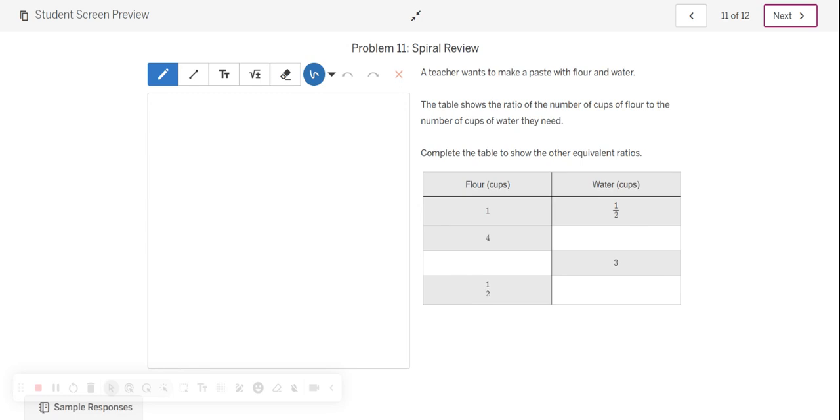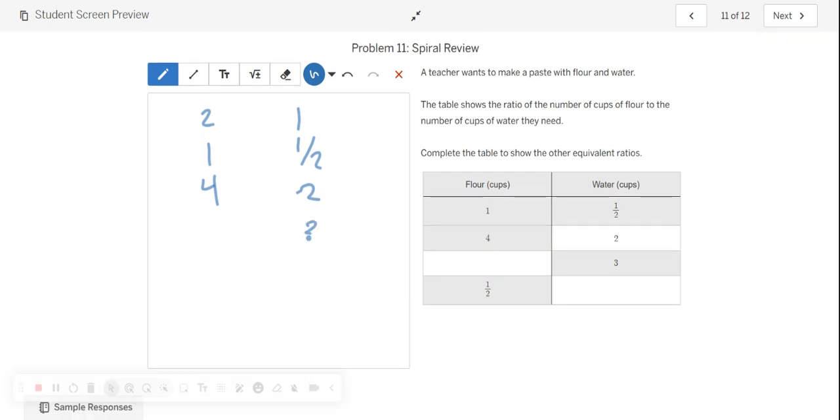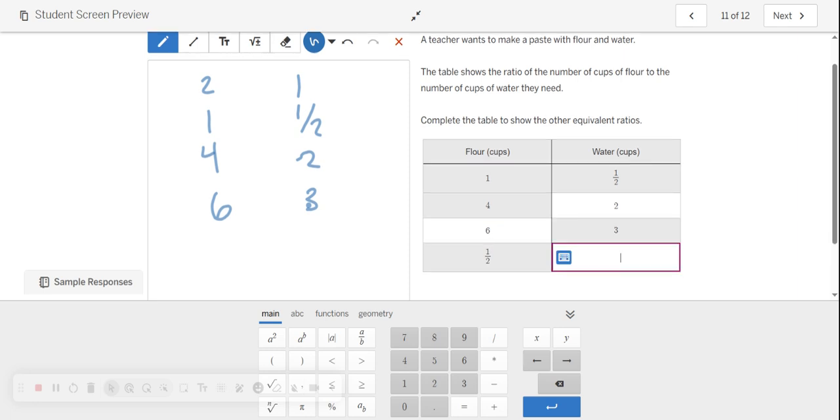We're making paste. Yum. Flour and water. So it looks like a 2-to-1 ratio. There's 2 cups flour to every 1 cup water. So if we had 4 cups flour, we're going to have 2 cups water. If I had 3 cups water, I'm going to multiply by 2. I'm going to need 6 cups flour. But if I was making a little teeny batch, if I had a half a cup, half of a half is 1/4. Let's see how I did.